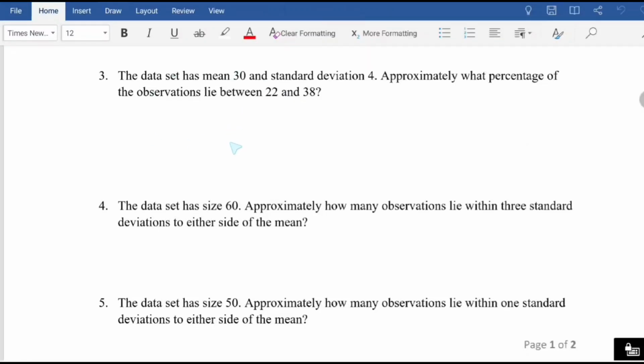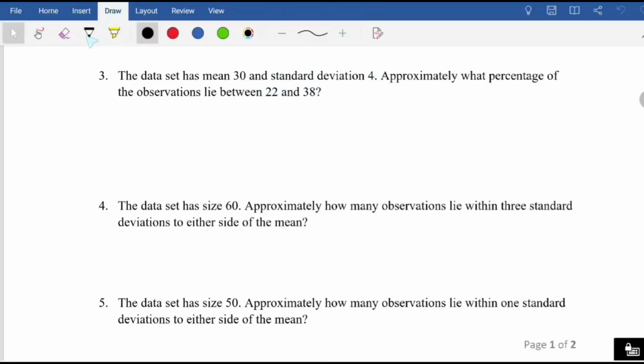Now the third problem is similar to the one we worked before, except that they've given us different values for the mean, standard deviation, and the x values, right? So let's start working on it. It says the data set has mean 30, so they've given us a mu of 30 and a standard deviation equals 4. Approximately what percentage of the observations lie between 22 and 38, all right? So these are the individual observation values, x sub 1 and x sub 2. So we have to find the corresponding z sub 1 and z sub 2 values given the mu, sigma, and x values.